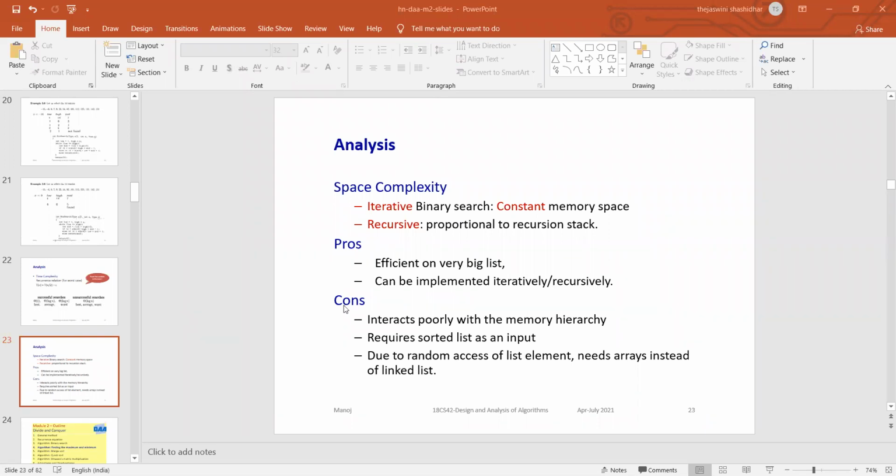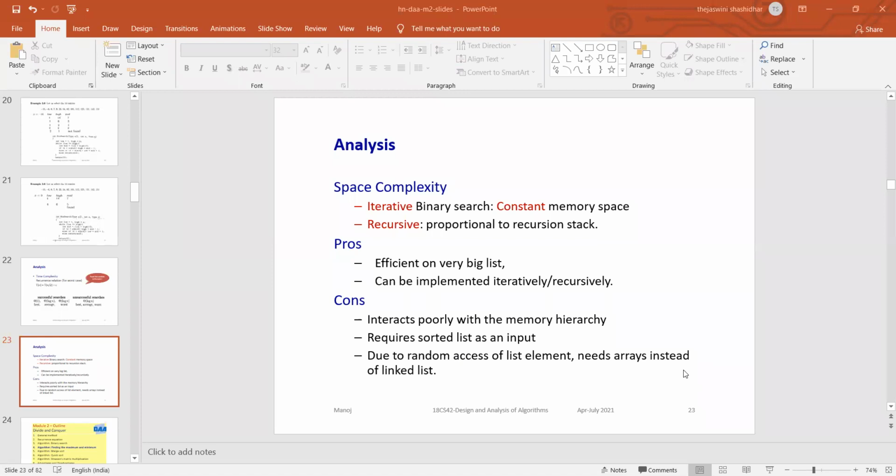Now you come for the disadvantages. It interacts poorly with the memory hierarchy and requires a sorted list as input. Due to random access, it needs an array instead of a linked list. Okay, so these are the analysis points you are going through in the binary search algorithm. That's why we say it needs arrays instead of linked lists.